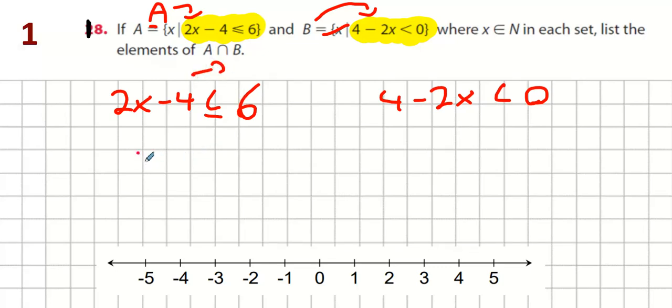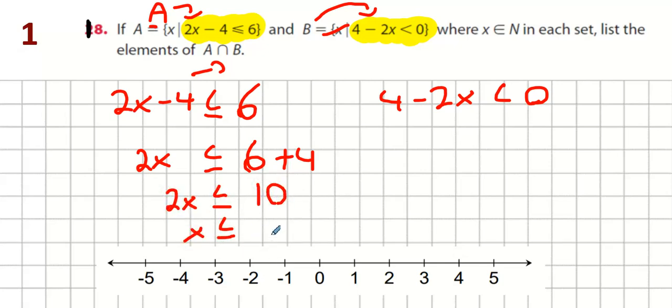Keep the 2x exactly where it is. Keep the 6 exactly where it is, and bring the 4 over the other side. So what's the next line say? 2x less than or equal to 10, x less than or equal to 5. Boom.